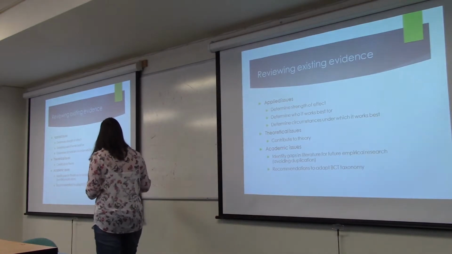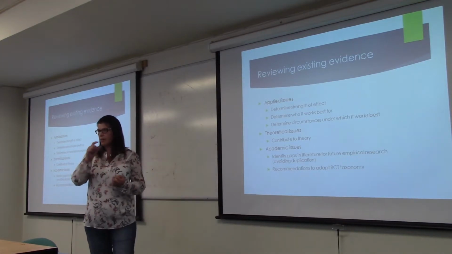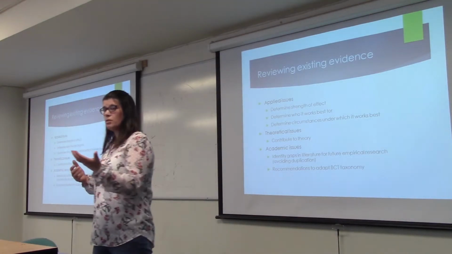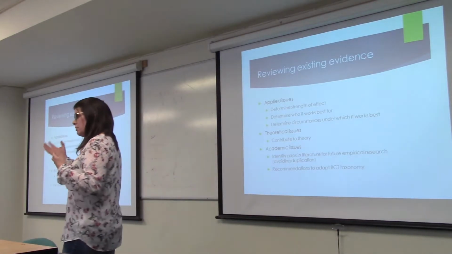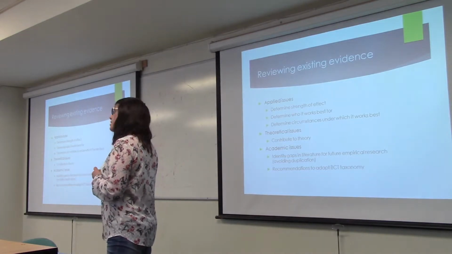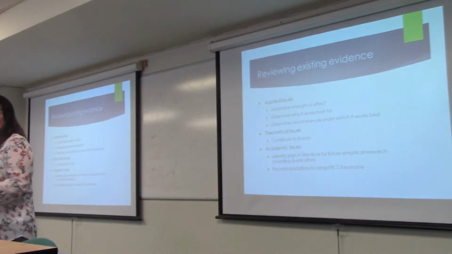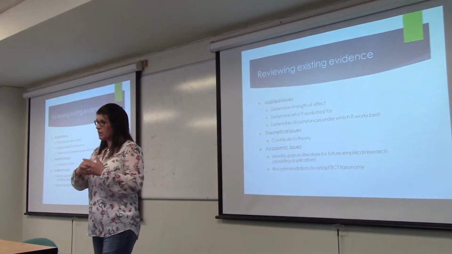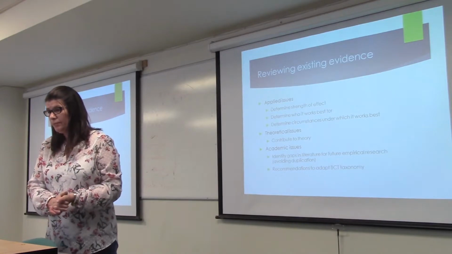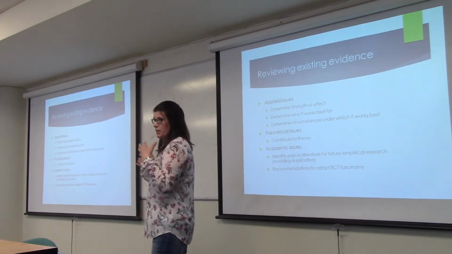It's also useful because it could contribute to theory. So if we can test aspects of theory in our literature review, we might find that actually it's supporting some parts of theory, and it's suggesting other parts need to be amended. There's academic issues as well. So you can identify gaps in the literature, so you're not repeating work that's already been done. Or so you can tell people that these are the areas that need to be focused on next. And things like making recommendations to adapt the behaviour change technique taxonomy.